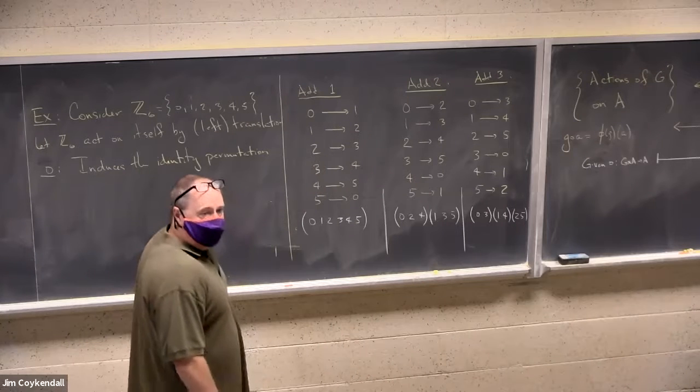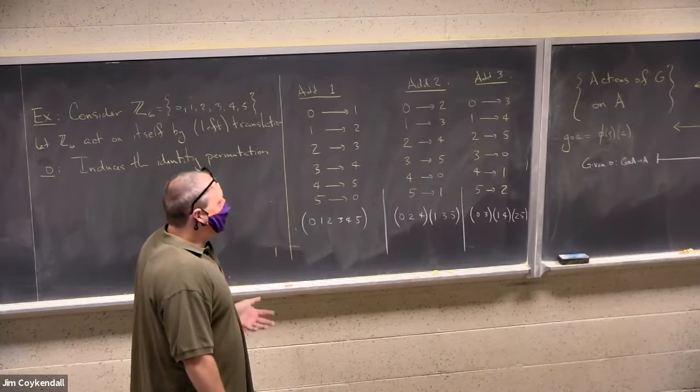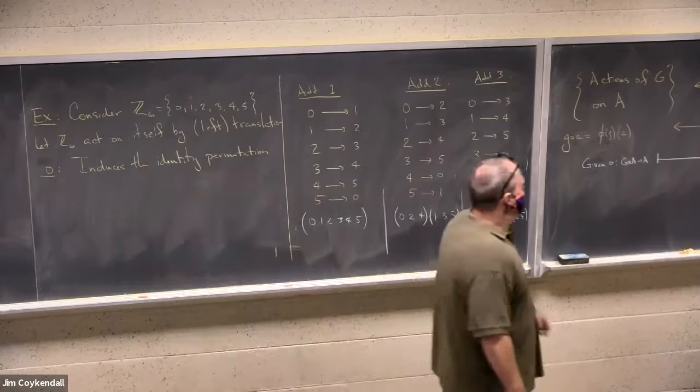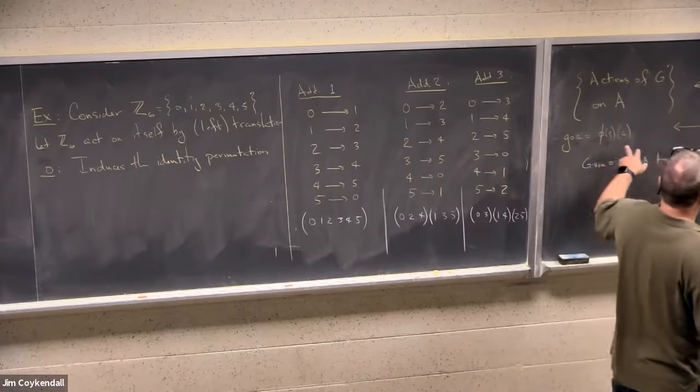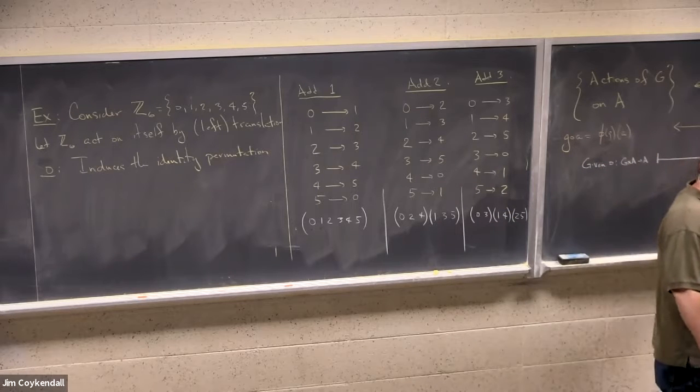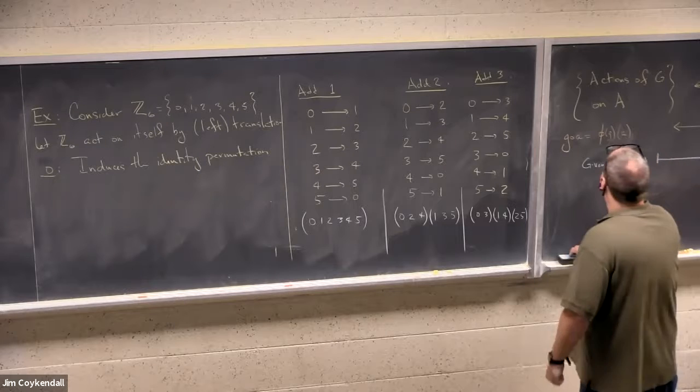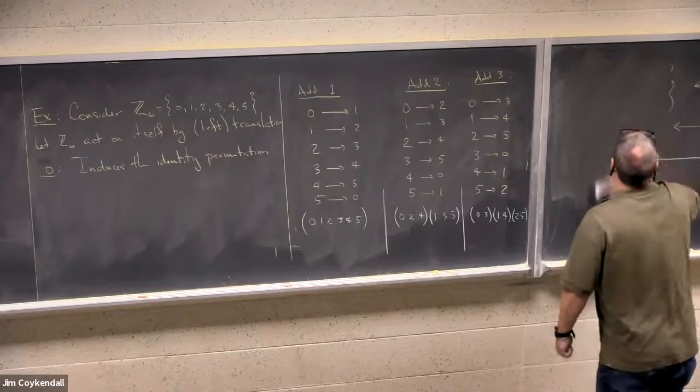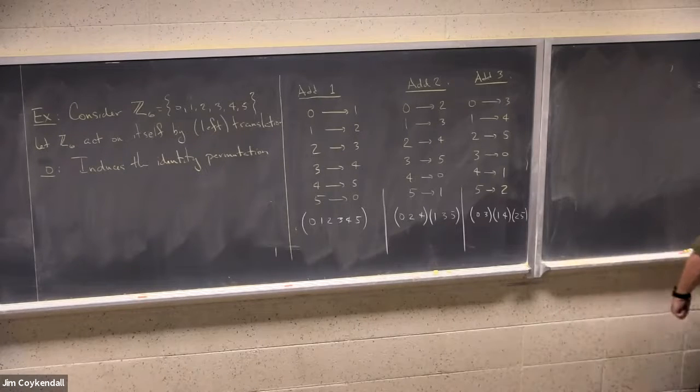Any questions? So that's basically what you do: you define the permutation by looking at the action and seeing how it moves around the elements. All right. Here's another quick example.